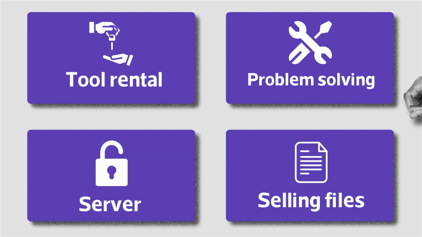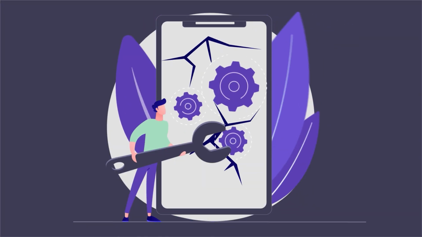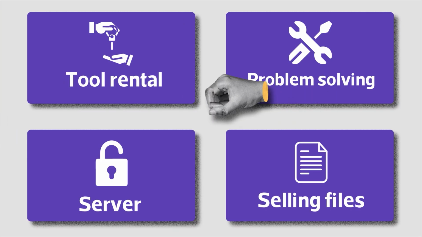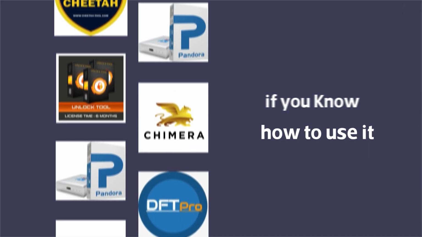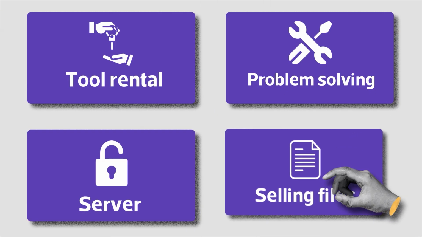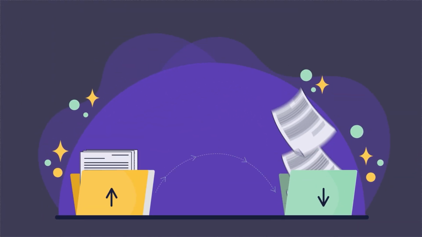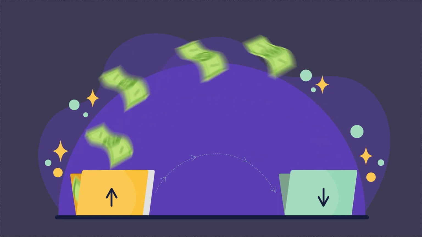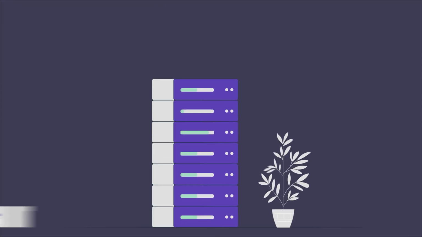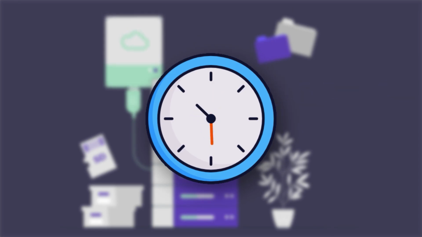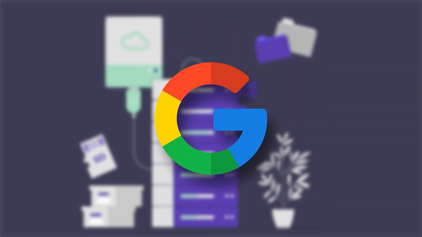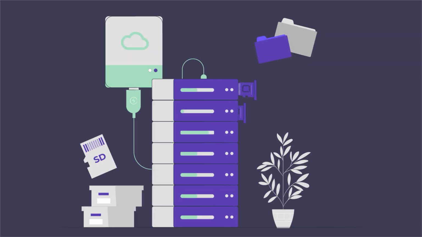We have 4 sections. 1. Problem solving. This is specific to displaying new problems in phones. 2. Tool rental. This is for renting a tool if you know how to use it. 3. Selling files. This is about displaying valuable files and you can earn money without difficulty within this section. 4. Server. This is for services that require time, such as iCloud, FRP, and other services.